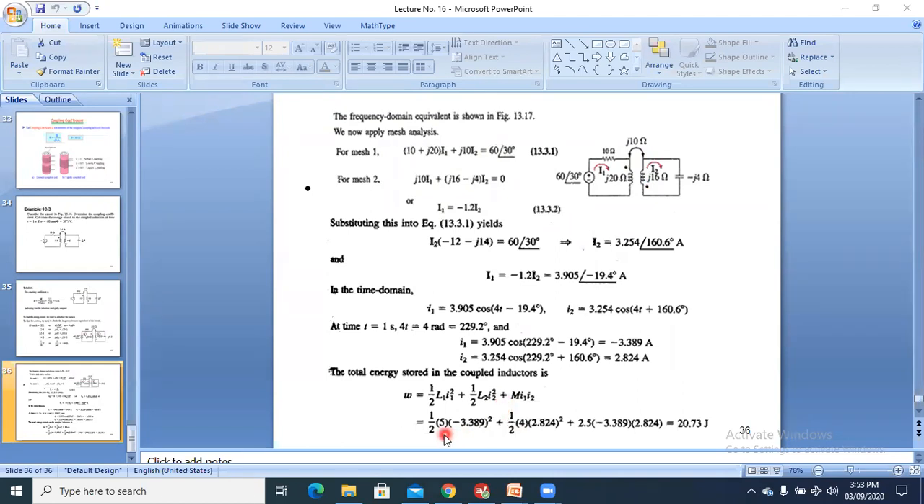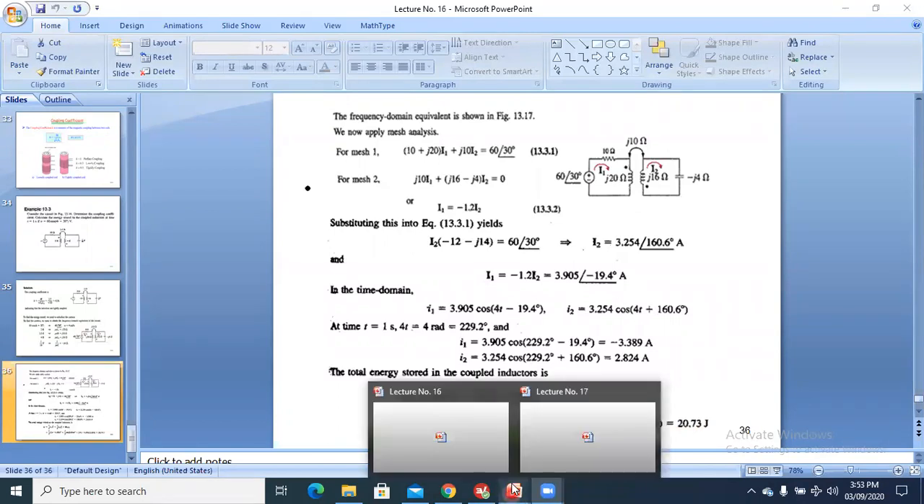So we calculate the total energy of the two inductors which are coupled together. That is 20.73 joule.